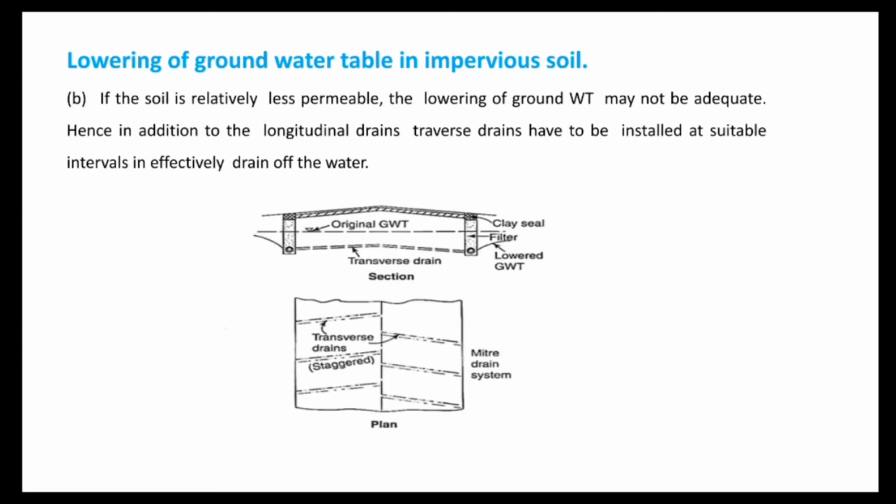Next, lowering of the groundwater table in the impervious soil. So if the soil is relatively less permeable, the lowering of the groundwater table may not be adequate. Hence, in addition to the longitudinal drains, transverse drains have to be installed at a suitable interval. As you can see from the figure, a typical sketch of the subsurface drainage system with the longitudinal and transverse drains can be seen.